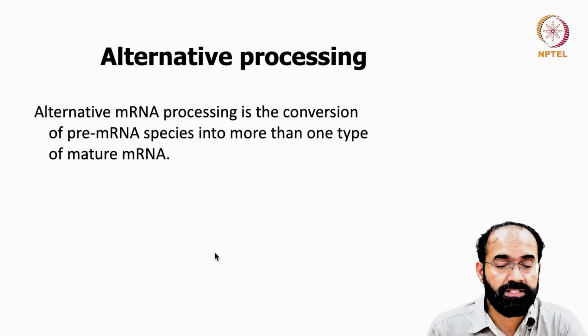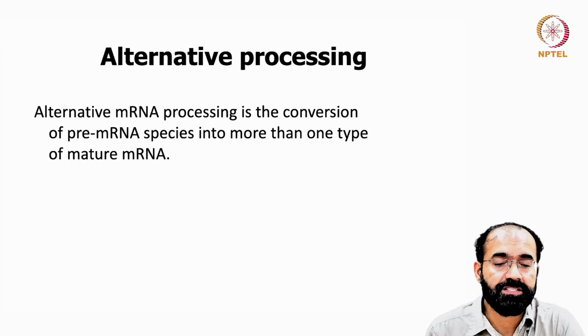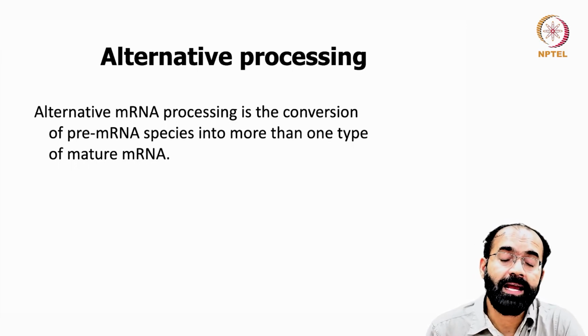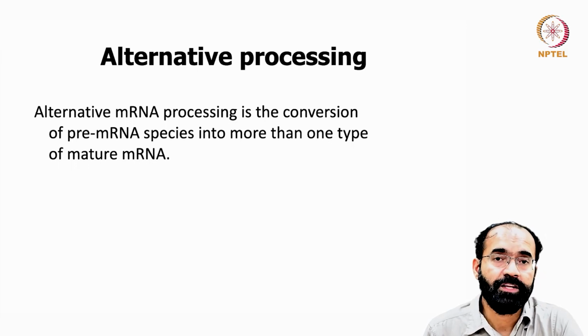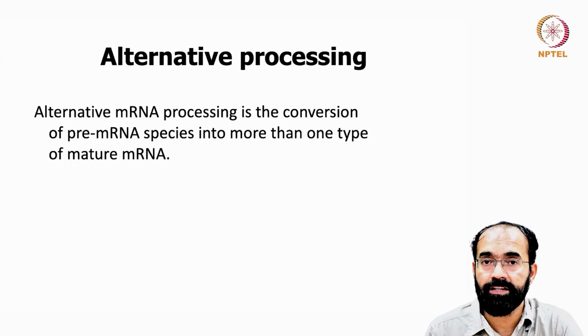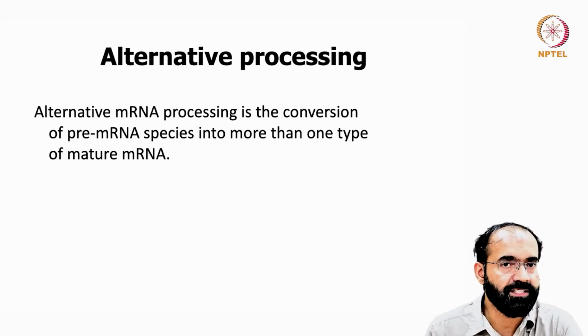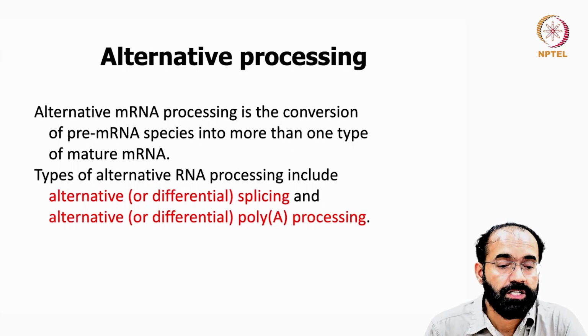Alternative RNA processing is the conversion of the pre-mRNA species into more than one type of mature RNA. When you make more than one type of mature RNA, it can technically give more than one type of protein, but the effort put in is only for transcribing one gene. In a simplistic form, we can say that.